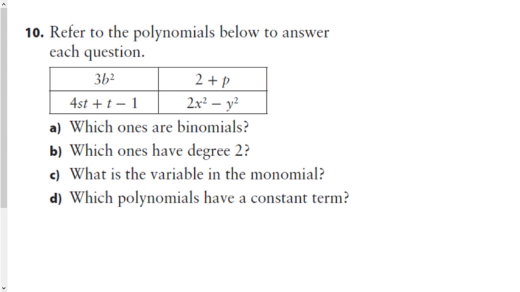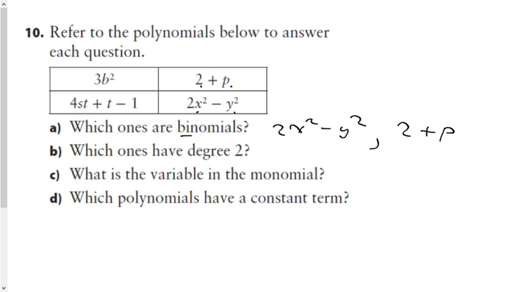Refer to the polynomials below to answer each question. Which ones are binomials? 2 terms, 2 terms, 1 term, 2 terms. 2x squared minus y squared is a binomial, comma, 1 term, 2 terms. 2 plus p is a binomial. That's the only 2 that are there.